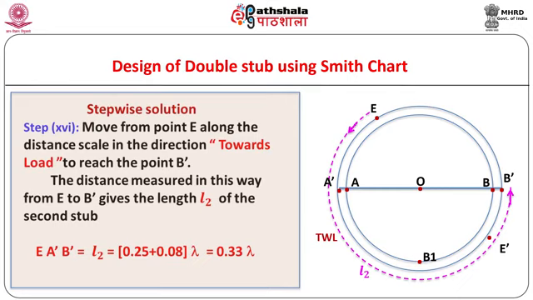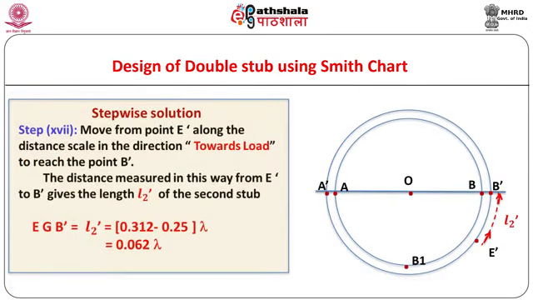Step number 16. Move from point E along the distance scale in the direction towards load to reach the point B dash. The distance measured in this way from E to B dash gives the length L2 of the second stub. Step number 17. Move from point E dash along the distance scale in the direction towards load to reach the point B dash. The distance measured in this way from E dash to B dash gives the second solution of the length L2 dash of the second stub.